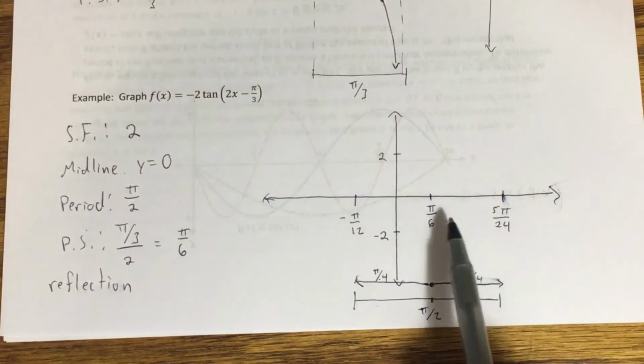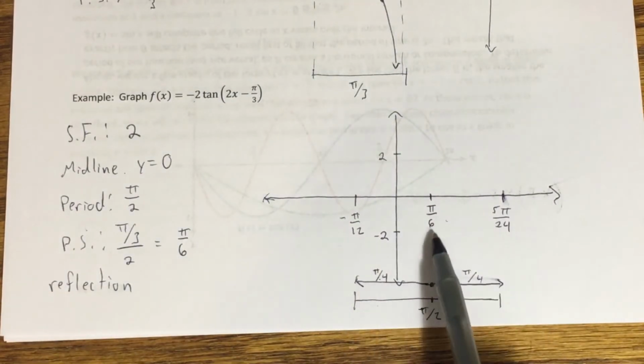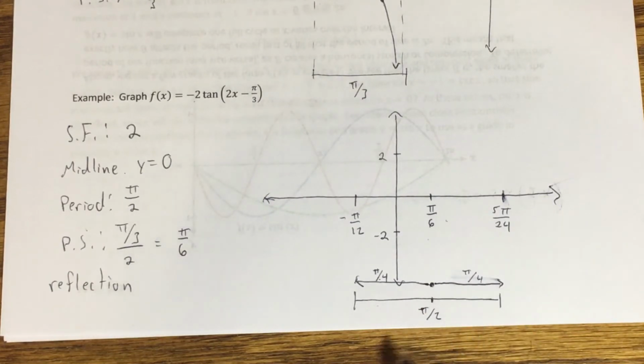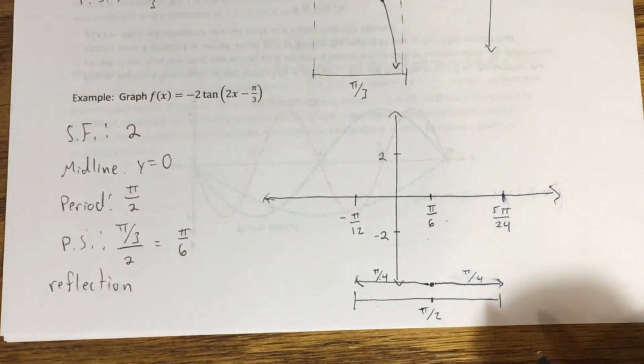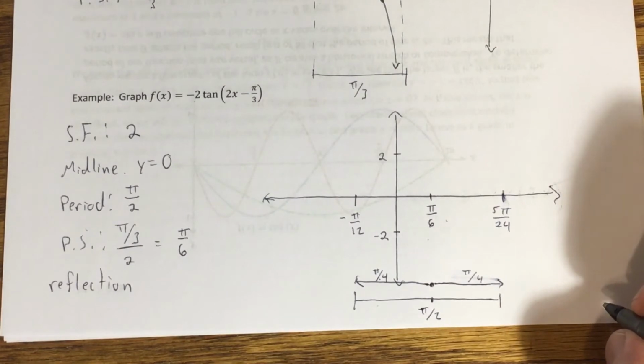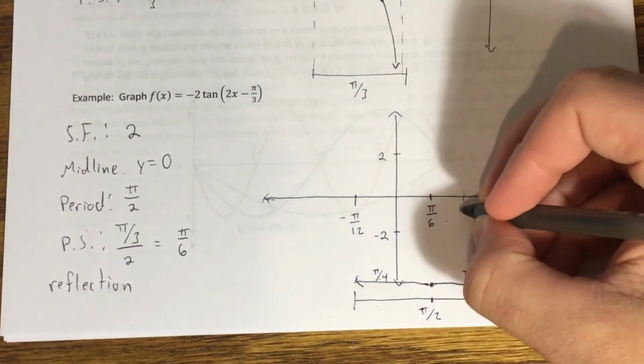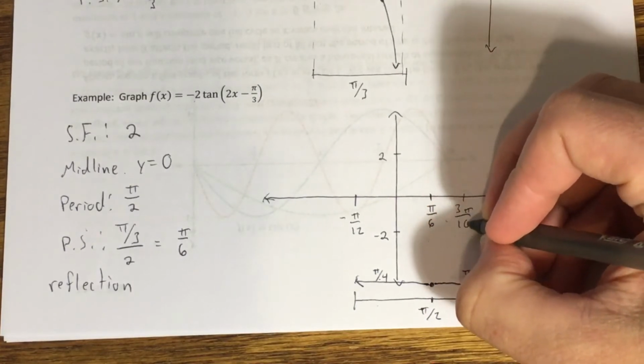Okay, then I need to average those intervals. So here, the common denominator is 24. This is 4 pi over 24 plus 5 pi over 24. That's 9 pi over 24. And then half of that is going to be 9 pi. Well, actually, I can simplify 9 pi over 24. That would be 3 pi over 8. Half of that would be 3 pi over 16.